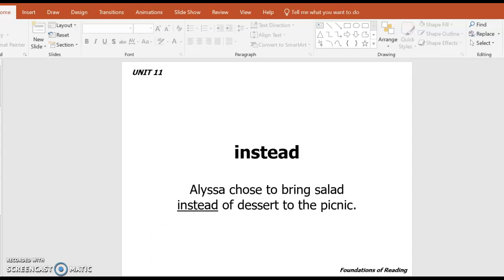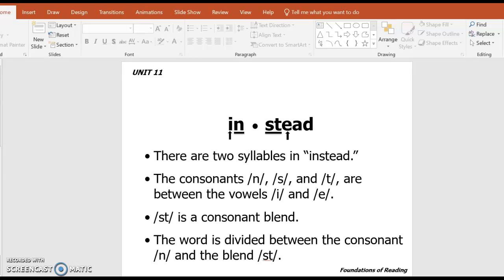Instead. Alyssa chose to bring salad instead of dessert to the picnic. So there are two syllables in instead. The consonants N, S, and T are between the vowels I and E. ST is the consonant blend, therefore you would divide the syllables after the N and before the blend.